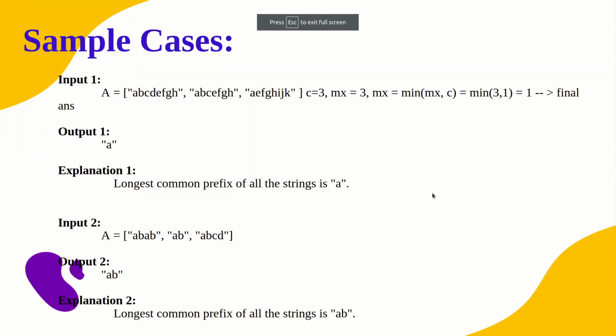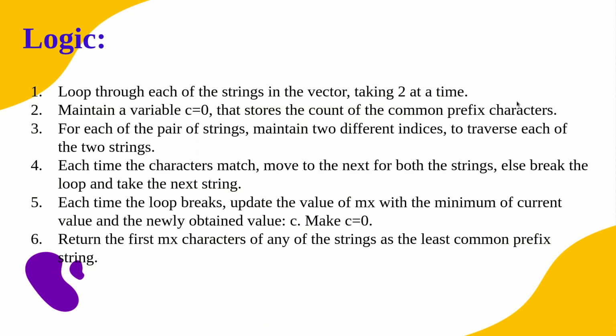If we take the maximum function, then any two strings which have some characters in common, it will pick up that, and we don't want it because that would give a wrong answer. So that's why this minimum function is very important, so that even if only two strings have it in common, we can neglect it with the help of the third string, and so we can track the common characters only. So finally, return the first mx characters of any of the strings as the longest common prefix string. Okay, as simple as that.